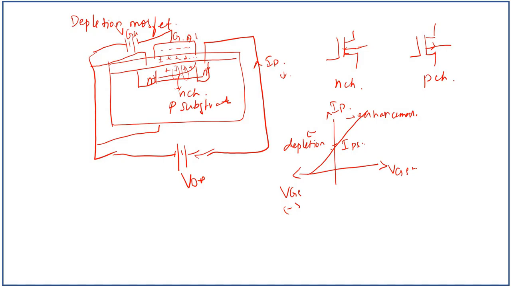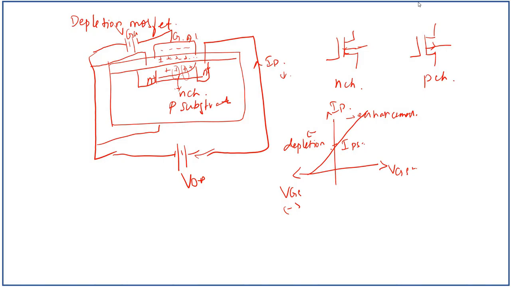Regarding depletion and enhancement MOSFET, we know the difference in symbol. Channel exists permanently in depletion, whereas in enhancement MOSFET, channel is physically absent, and it forms when the gate voltage is applied. Operation: depletion MOSFET can be operated in depletion mode and enhancement mode, whereas enhancement MOSFET can be operated only in enhancement mode. Current flow: drain current flows on the application of drain to source voltage at VGS equal to 0, while in enhancement, no current flows on the application of drain to source voltage.